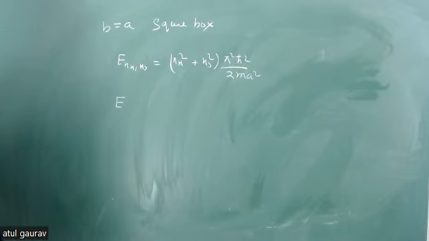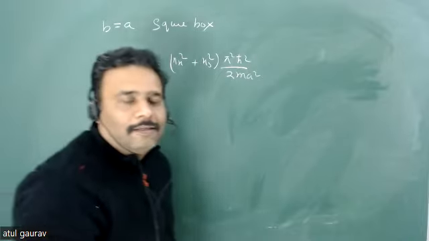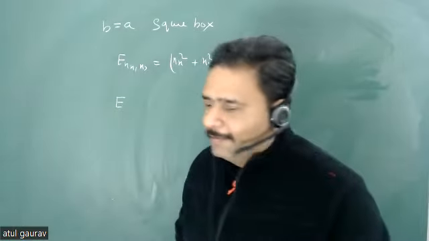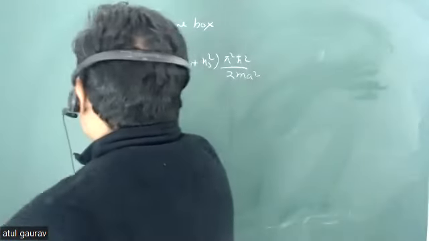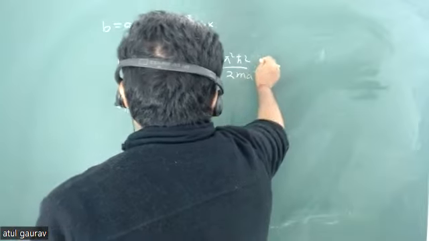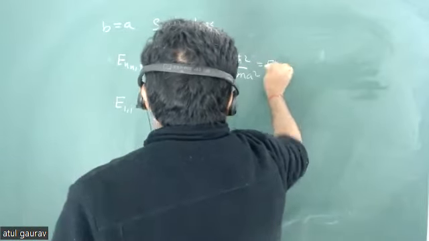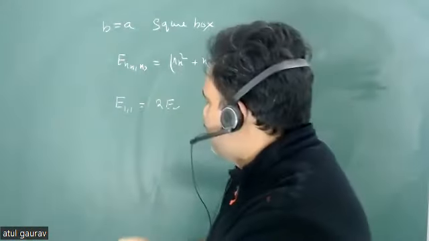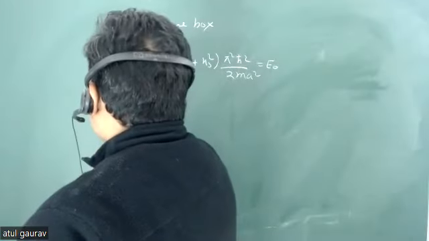1 0? No, never 1 0. This is 1 and 1. So that value is 2 E naught. Okay. Next, what is the next one?